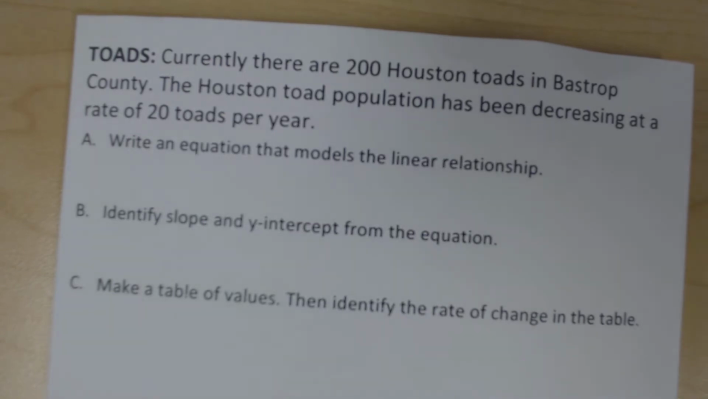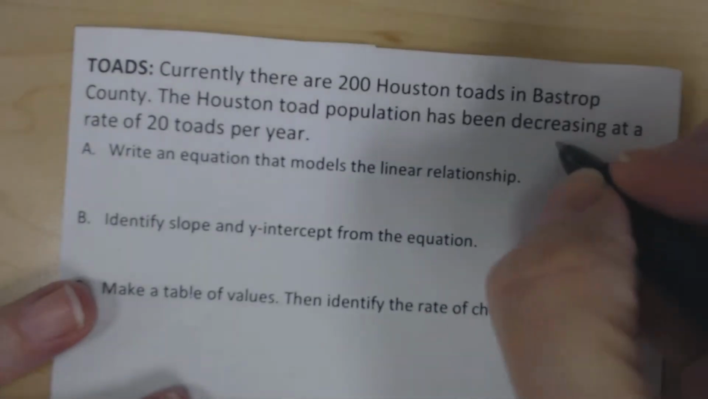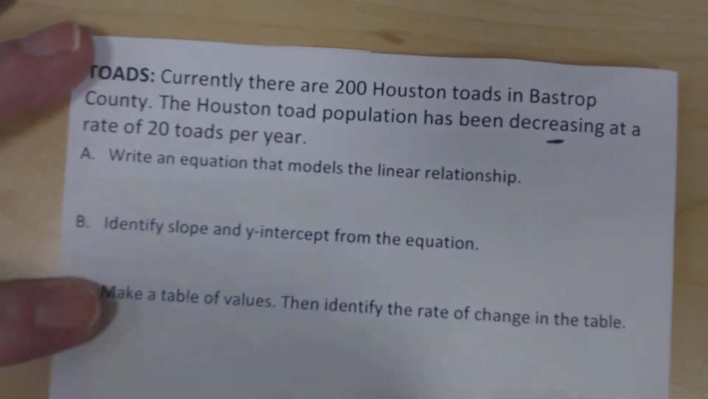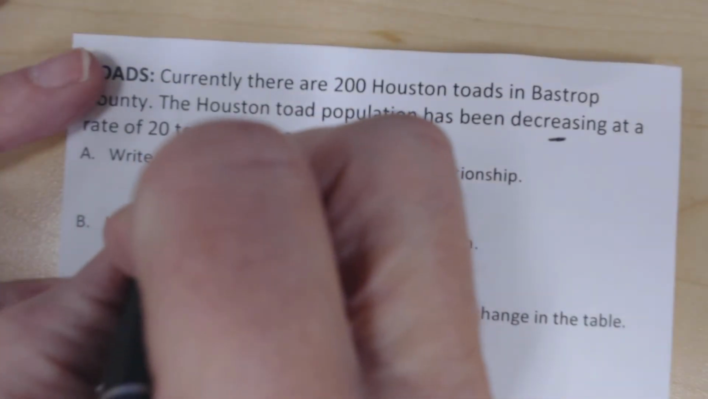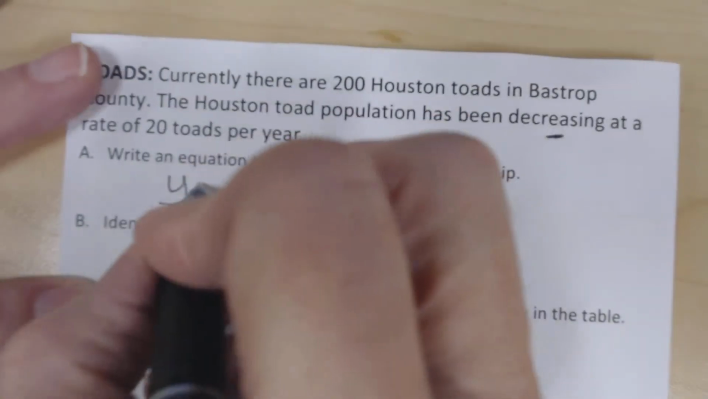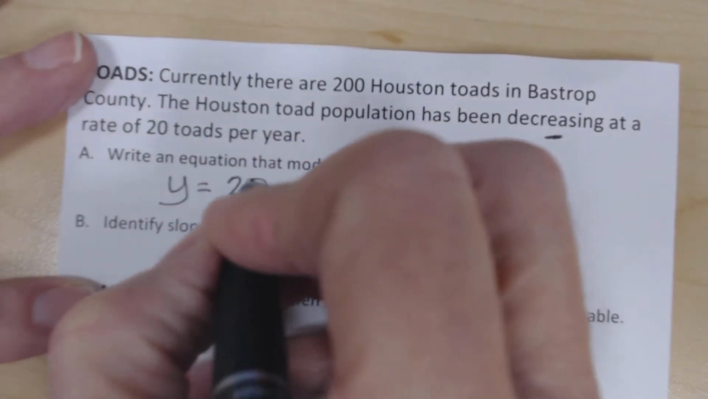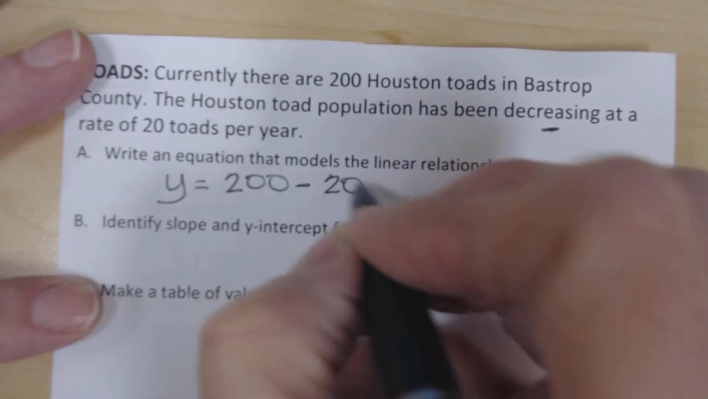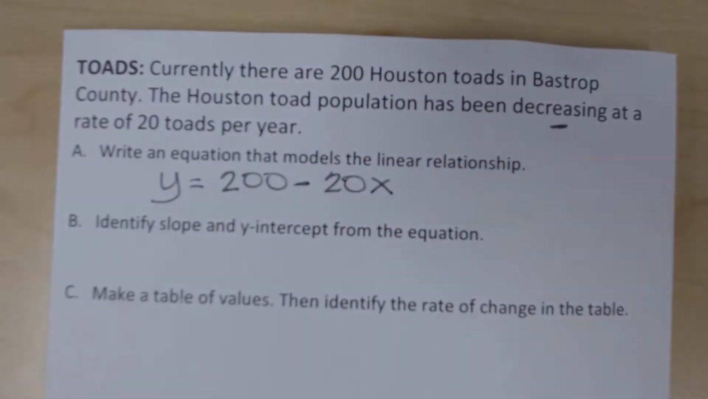So what we're going to have to do first is write our equation. So decreasing, this means minus. 20 toads per year is going to be our slope. So we're going to have the number of toads is going to be what the population started out to be, and then we're going to subtract 20 toads per year.